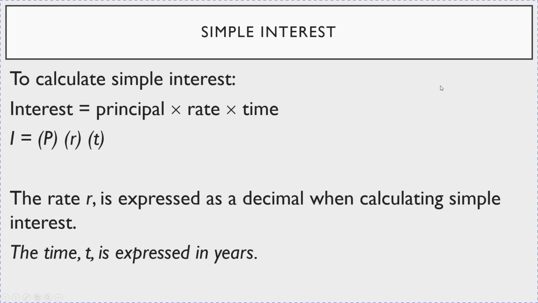To calculate simple interest, it's very, very easy. The interest is equal to the principal times the rate times the time. So interest I is equal to principal times rate times time. The rate R, I said, is expressed as a decimal when calculating simple interest. And the time, T, this new variable here, is expressed in years. T is always the number of years. I'll talk about problems where we think about it in terms of months, but we'll start with years. It'll be very, very simple. So interest is equal to principal times rate times time.